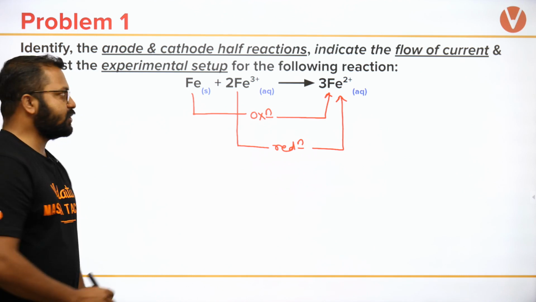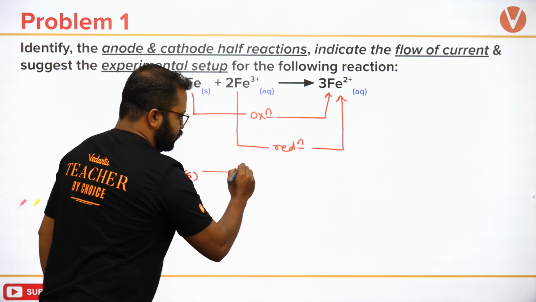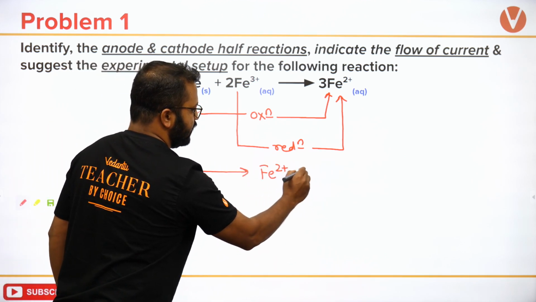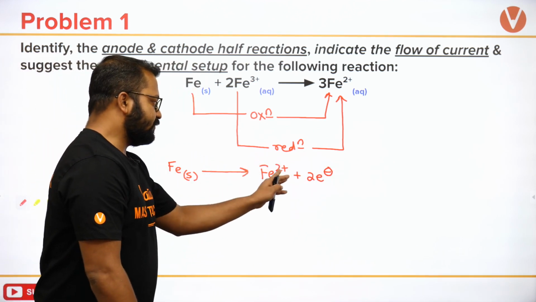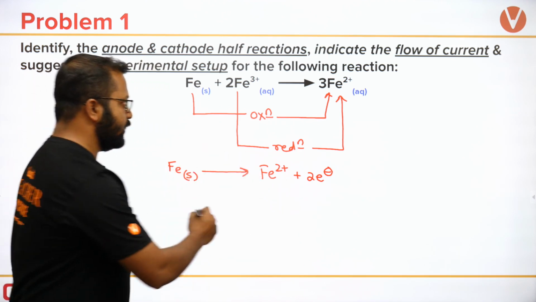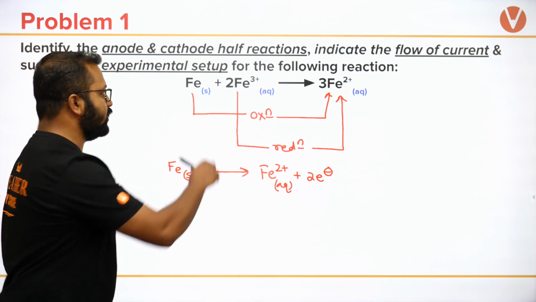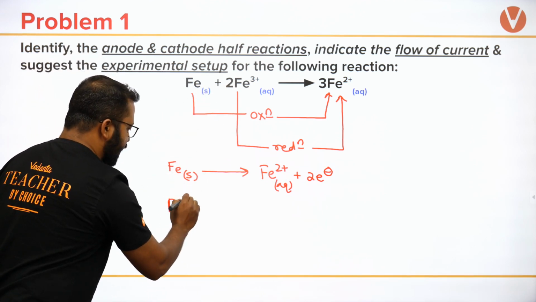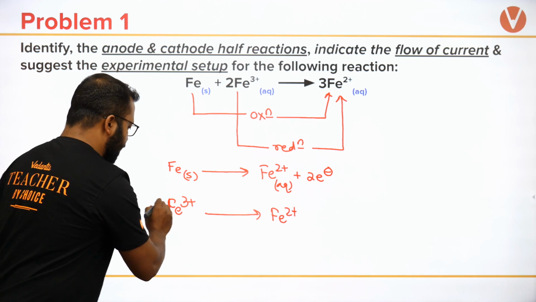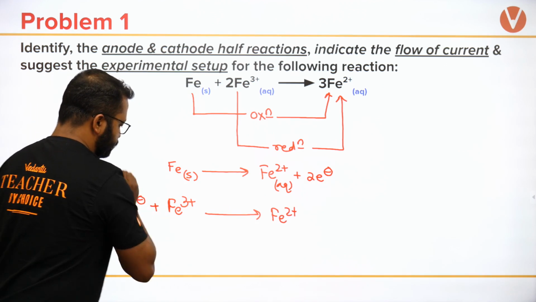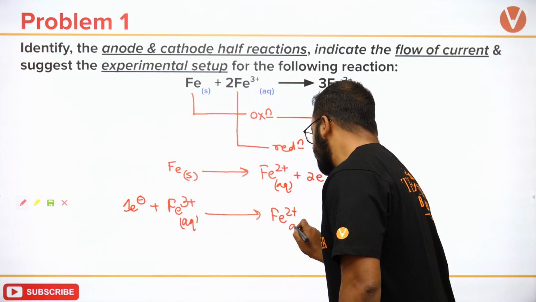So how would I write the reaction? The reaction will be written like this. Fe solid changes to Fe2+, giving out 2 electrons. Fe solid gives out 2 electrons to change into Fe2+, which is aqueous. Writing the state is important. The state is very, very important. And Fe3+ is converted into Fe2+ by taking up 1 electron. Please look carefully.